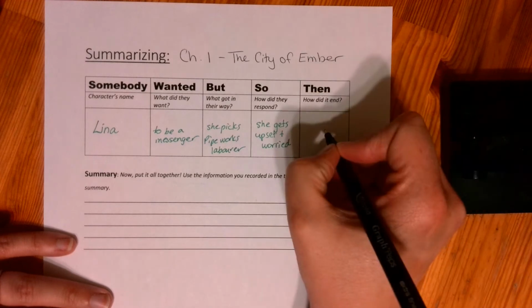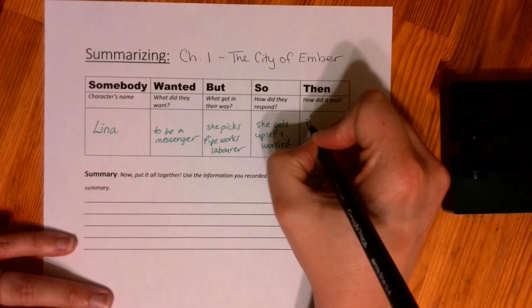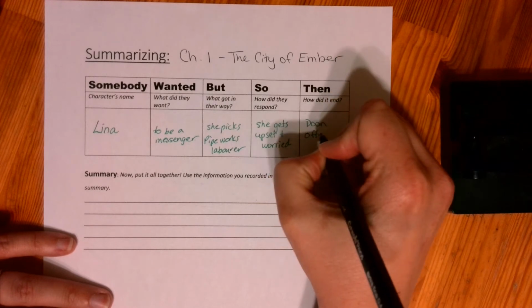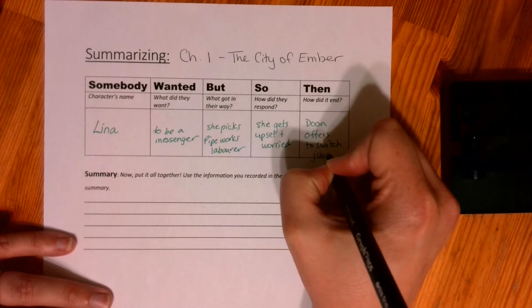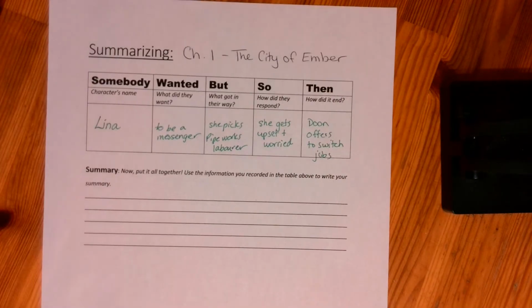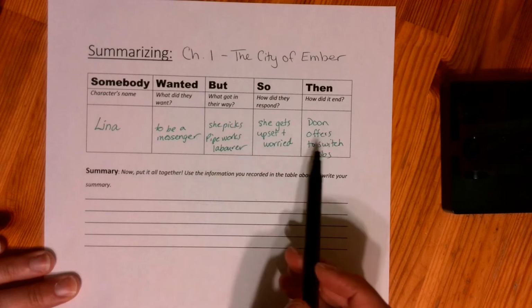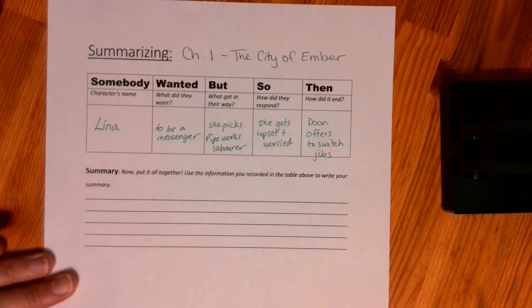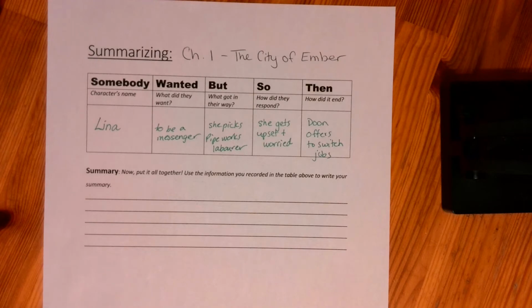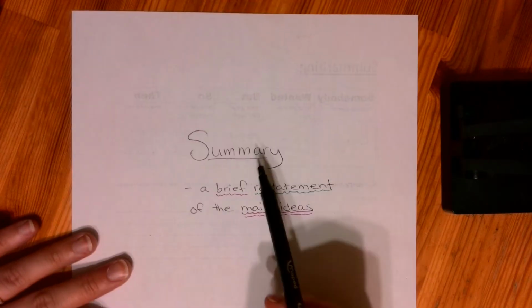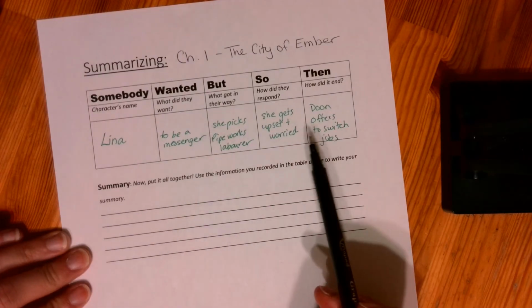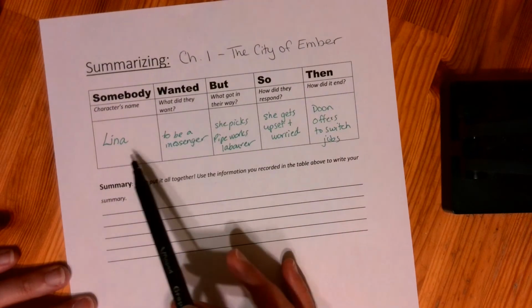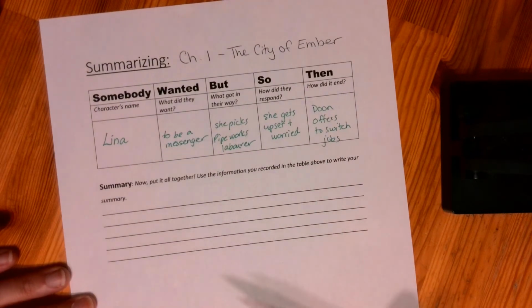And then finally, how does it resolve? Then, if we think about the end of chapter 1, right? Dune offers to switch jobs, right? So here we have, just like that, all the pieces of chapter 1, the main things, in a really, really brief form. Remember, if we look at our definition of what a summary is, it needs to be a brief restatement of the main ideas, right? We've definitely made it brief, right? We've boiled down an entire chapter into just these 5 boxes, right?